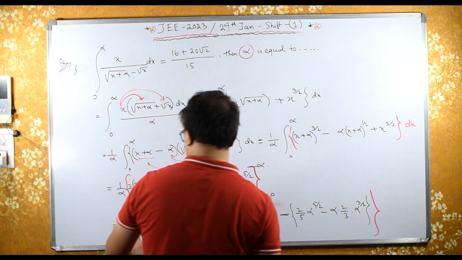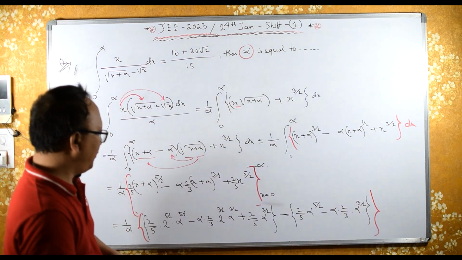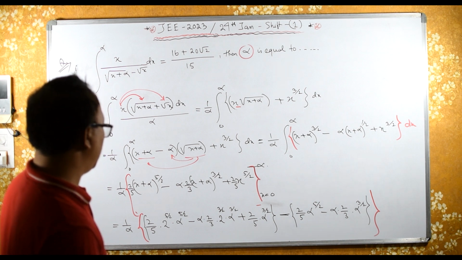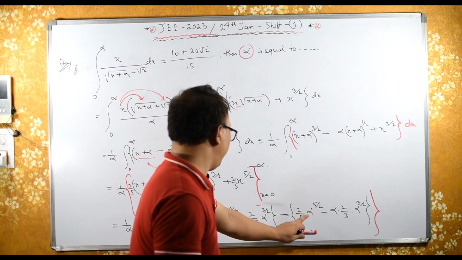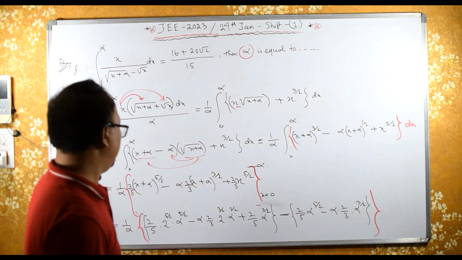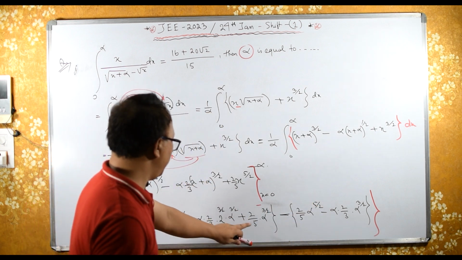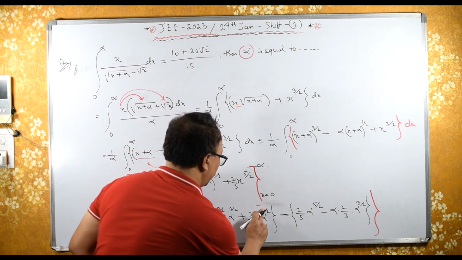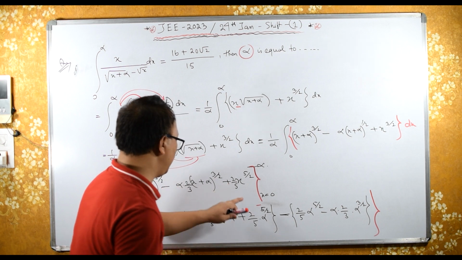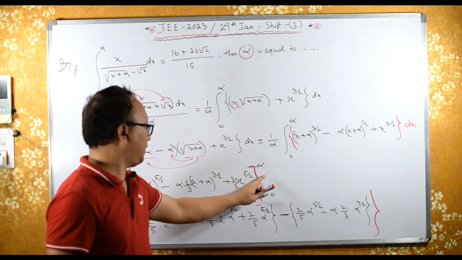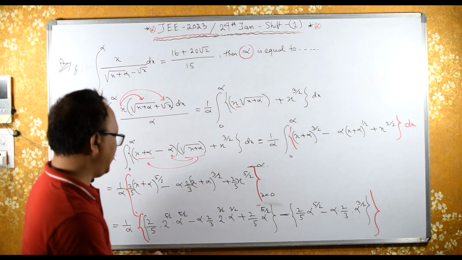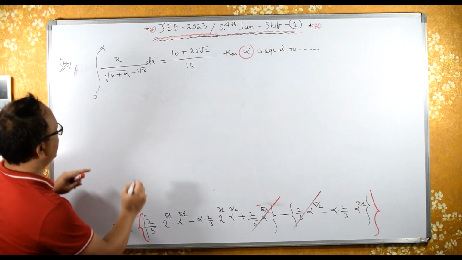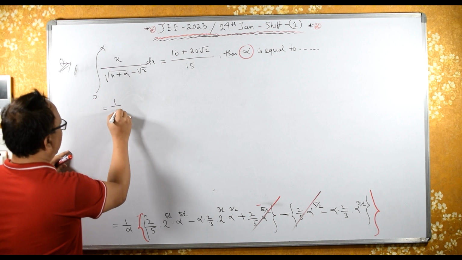And then we have 1 by alpha. Is there any term which gets cancelled? Here 2 by 5, alpha raised to 5 by 2. Sorry, this should be 5 by 2. Here I am substituting alpha instead of x. So this and these two terms get cancelled. This equals 1 by alpha.